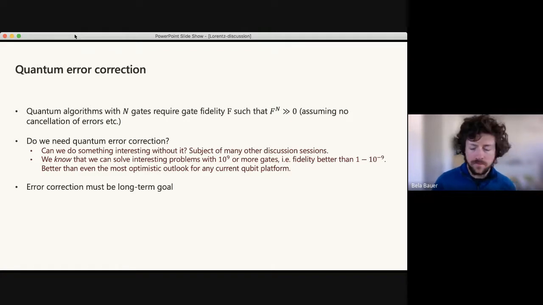And that's, of course, the whole discussion of what the interesting things are that we can do with a NISQ era quantum computer. That's the topic of many other discussion sessions. But we do know that if we can do maybe 10 to the 10, 10 to the 9 gates, we can do some interesting calculations, but that requires a fidelity better than 1 minus 10 to the minus 9. So very, very close to 1. That is better than even the most optimistic outlook for any qubit platform we know of. So it seems incredibly unlikely that these types of algorithms can be run directly on the physical hardware without some error correction. If you think about long-term quantum computing, error correction must be the goal eventually.